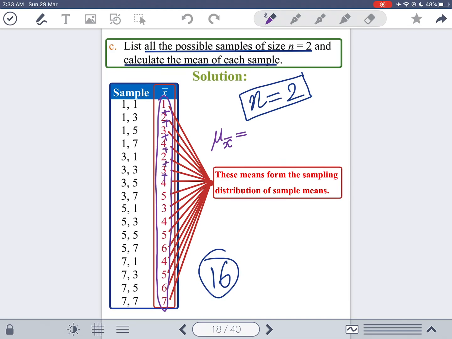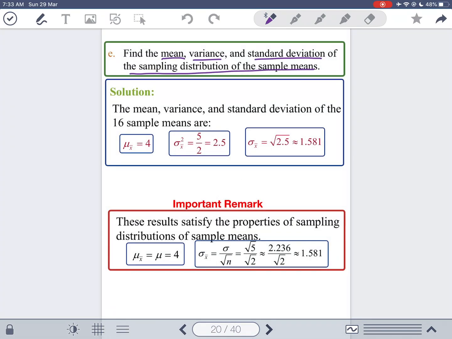and divide by 16, because we know we have 16 of them, and then you'll do 1 plus 2 plus 3 plus 4 plus 2 plus 3 plus ... and the last one plus 6 plus 7 divided by 16. And if you do it, you will get 4. Notice, this is the same as the population mean.